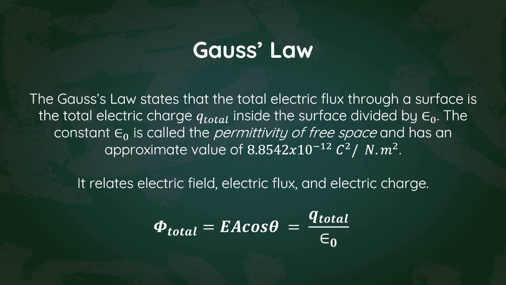With all of these statements, here is our mathematical expression for Gauss's law. Again, the total electric flux that a particle or a surface will experience can be calculated from the total charge present on the surface divided by the permittivity of free space.